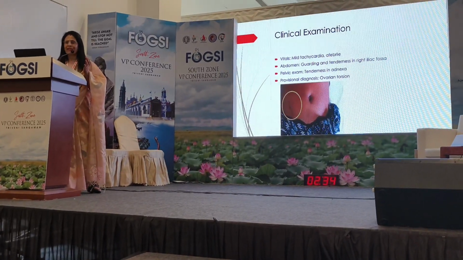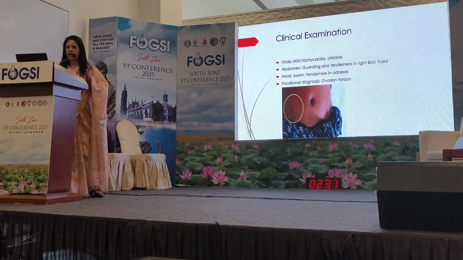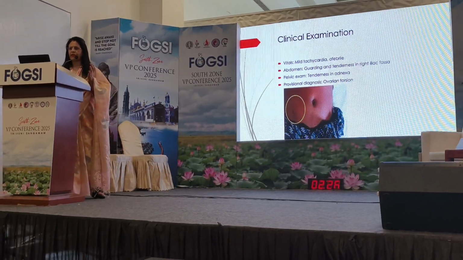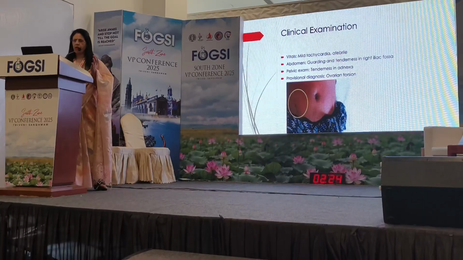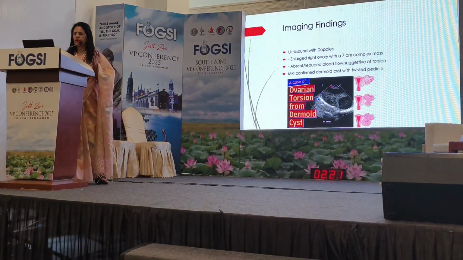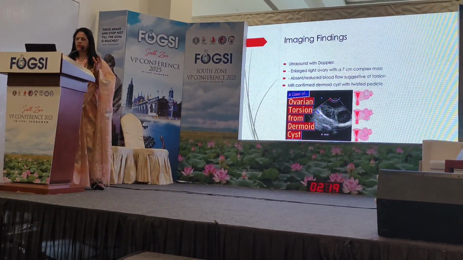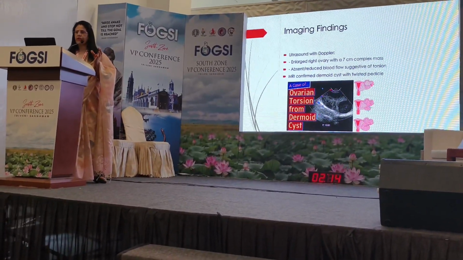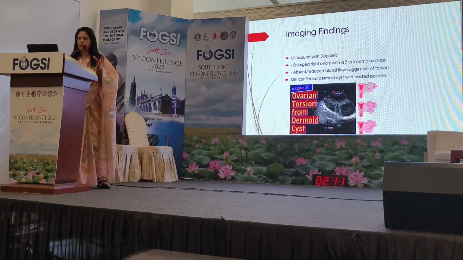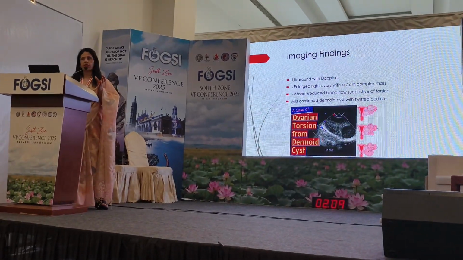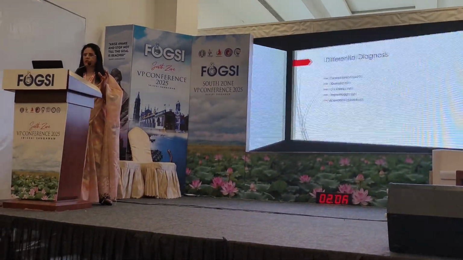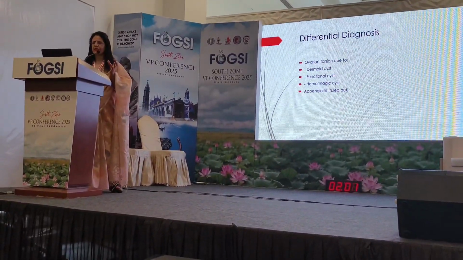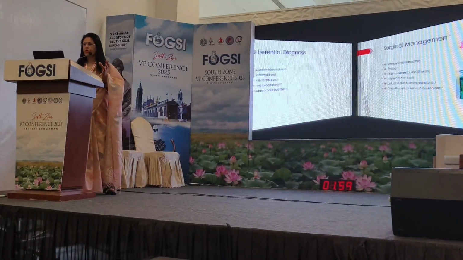Her vitals showed mild tachycardia. She was afebrile, and abdominal guarding was there. On pelvic examination, there was tenderness in the adnexa, and the provisional diagnosis was ovarian torsion. On imaging, ultrasound with Doppler showed an enlarged ovary with a 7 cm complex mass and reduced blood flow, suggesting torsion. MRI also confirmed the diagnosis in this case. The differential diagnosis included functional cyst, hemorrhagic cyst and appendicitis, which were ruled out.